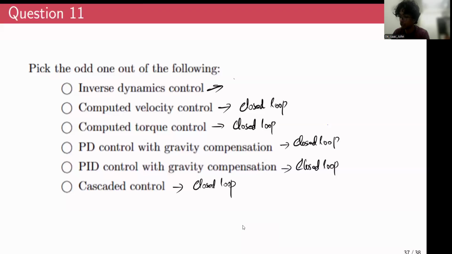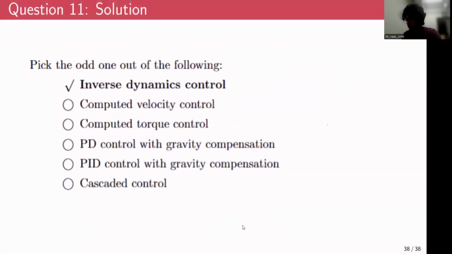But inverse dynamics control is an open loop control. Right? We are simply plugging the desired trajectory into the equation of motion. There is no feedback involved in it. So the odd one out from this set of 6 options is the inverse dynamics control. Similarly, inverse differential kinematic control is also open loop, but that is not in this option. All right. So the correct answer is option A.